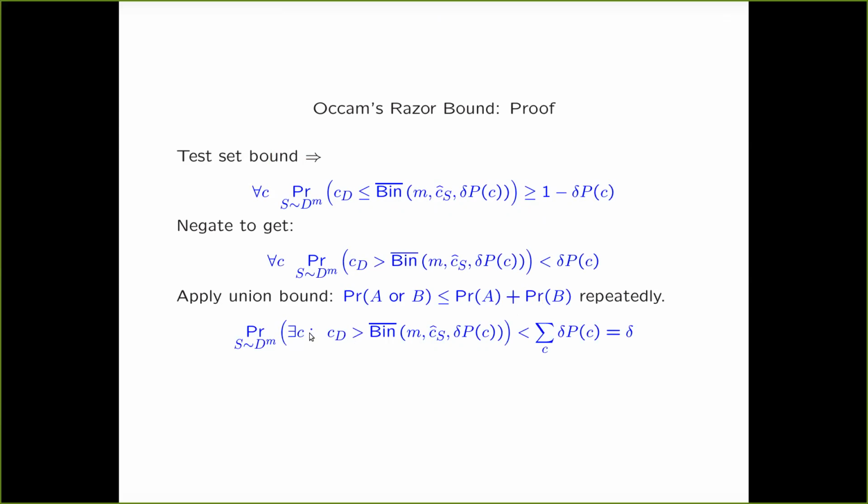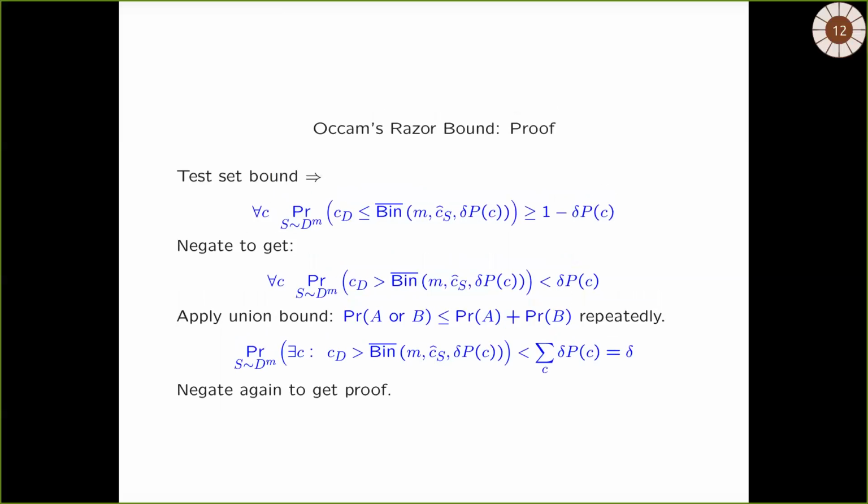Then we can apply that repeatedly for every single classifier, and now the for all becomes exists inside when we apply the union bound repeatedly. And then you negate that again and you get the proof. So this is the most elemental description I know of for why generalization is possible, why supervised learning can work.